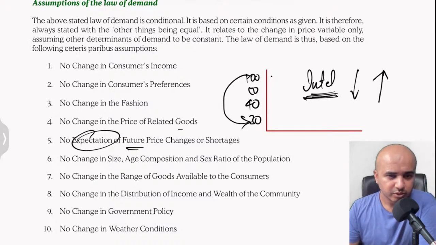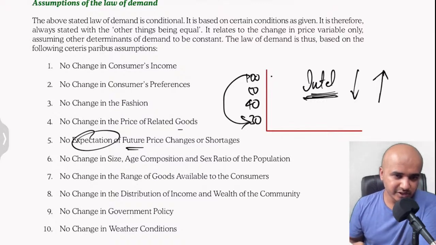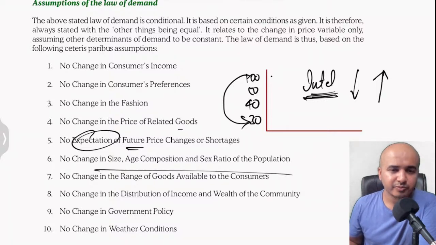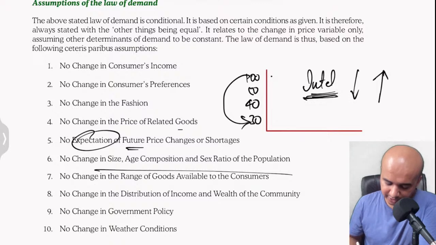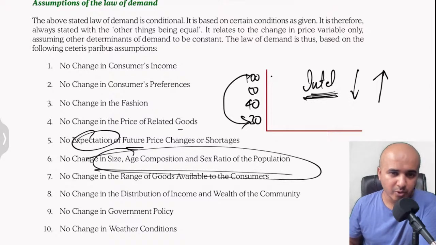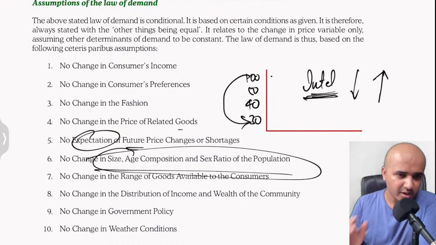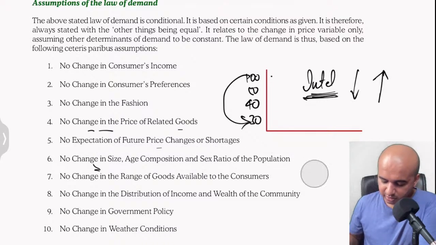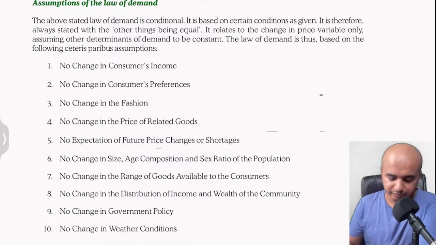Next, no change in size, age, composition and sex ratio of the population. That means the population which is actually driving the demand of that particular product doesn't change. If they change, then obviously the tastes will also change. So we have to consider that whoever was consuming the product at X price will also be consuming the product at X minus something price. Otherwise, we'll have to look at the product from a whole different angle.